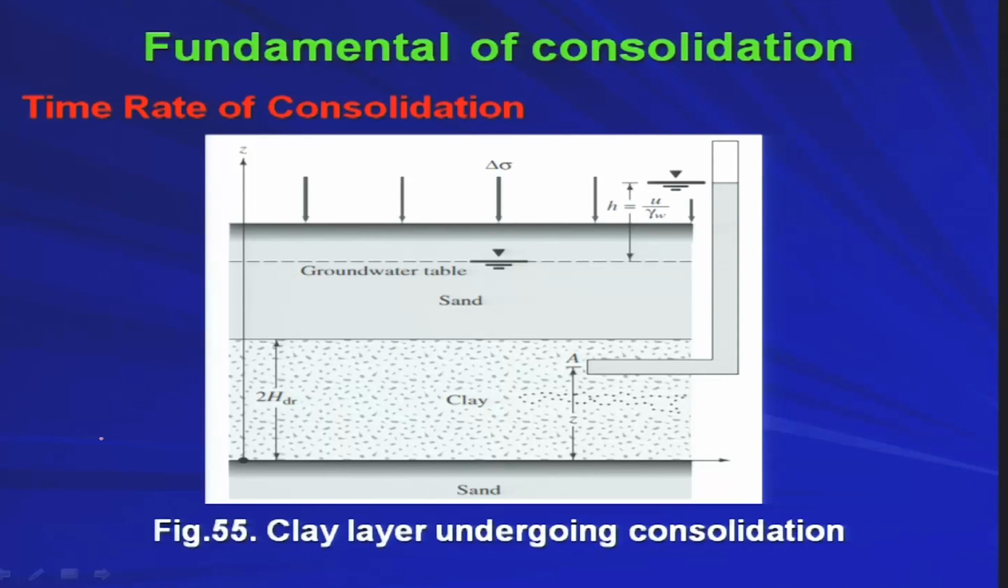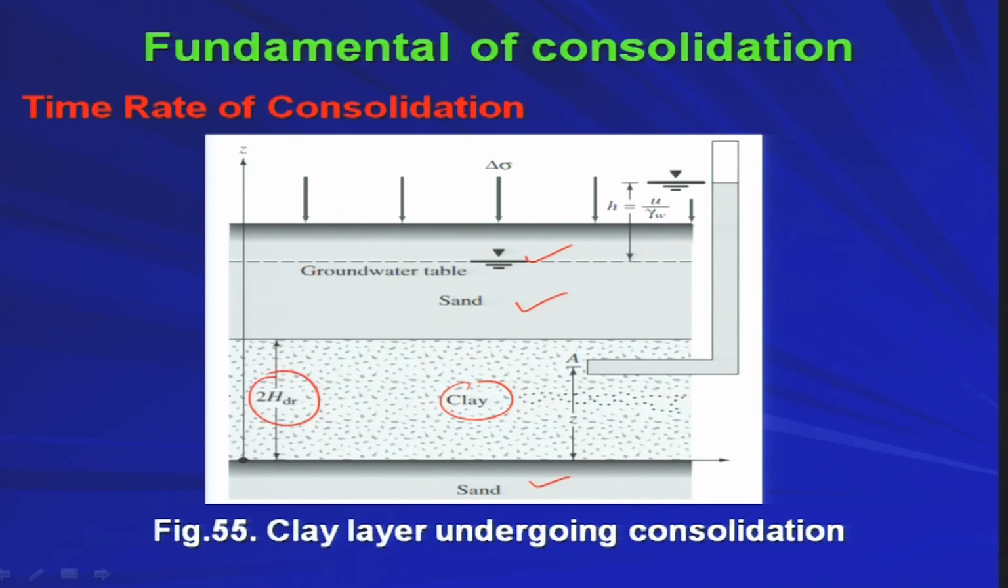Now, basically we are considering this kind of soil deposit. You have sand at the top and sand at the bottom, and in between you have the clay layer, which is sandwiched between these two sand layers. The groundwater table is here, so that the clay deposit is completely saturated, which is one of the assumptions. The depth of the clay layer is 2 times HDR.